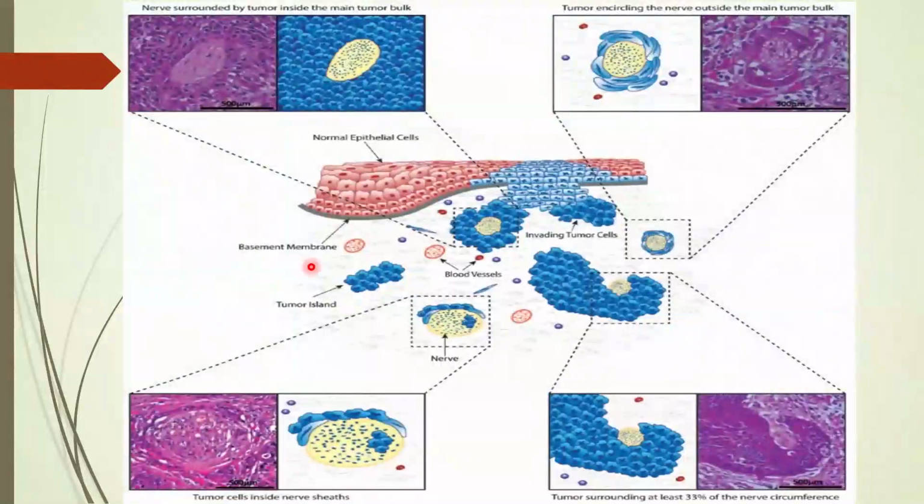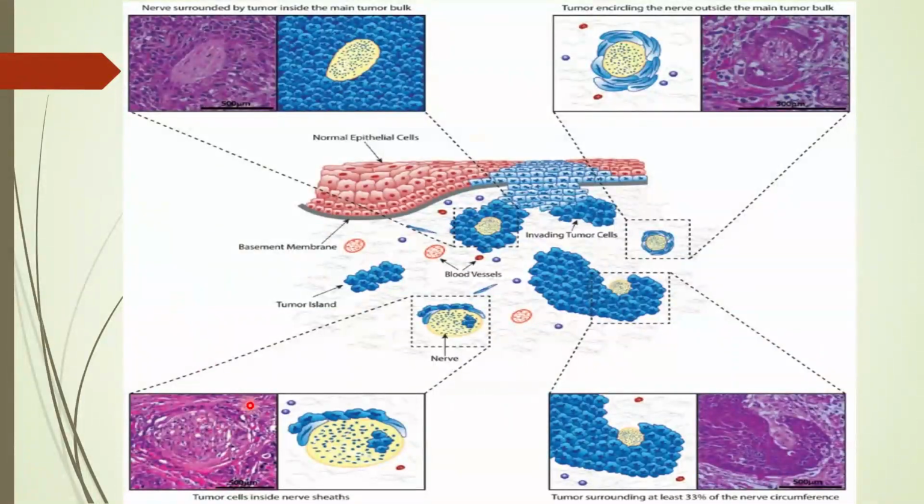Perineural invasion can be seen in any of these patterns. You can have the nerve surrounded by the tumor inside the main tumor bulk. In this pathological slide, you can see the tumor encircling the nerve. If you see, this is the nerve in the center, and there is tumor around the nerve within the tumor bulk.